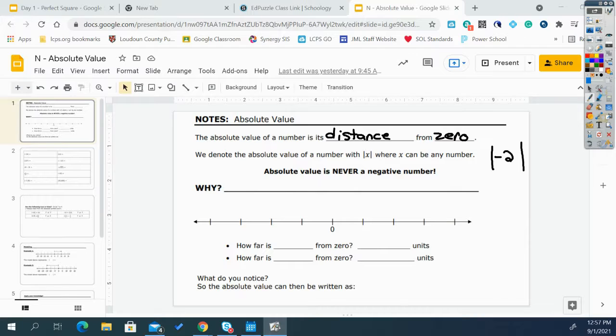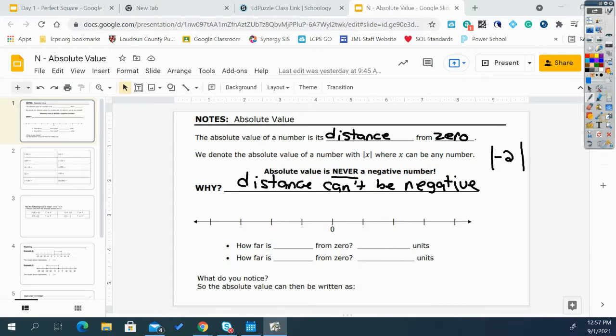You're going to notice that absolute value is never negative. Never. Why? Because distance is never negative. Distance can't be negative. You can't walk a negative distance. Even if you walk backwards, you traveled a positive distance. And distance can never be negative. So let's look at an example.